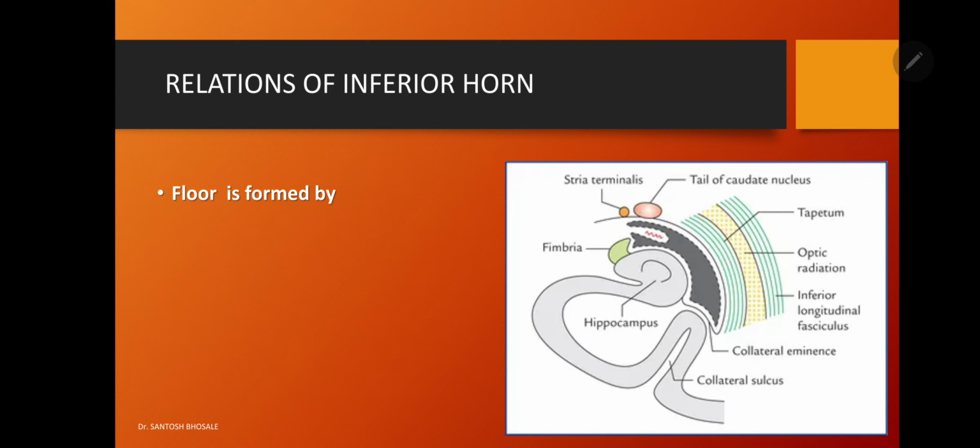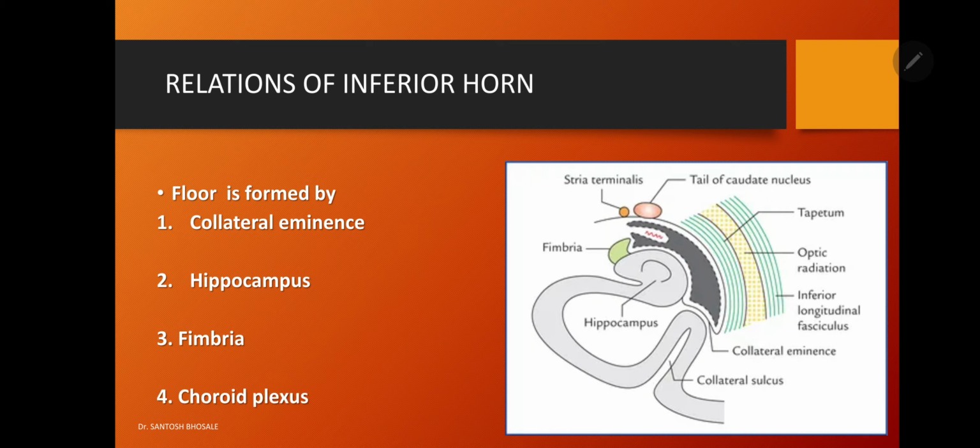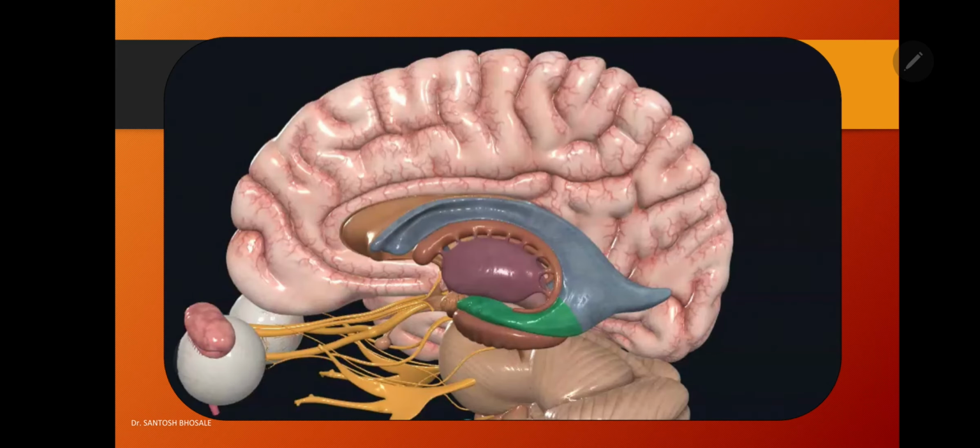Whereas in the floor, it is related to four structures coming from lateral to medial. You can see the collateral eminence formed by the collateral sulcus. In the posterior horn, you have seen calcar avis formed by the calcarine sulcus, whereas here you are seeing the collateral eminence due to the collateral sulcus. Then the hippocampus, that is concerned with spatial memory and part of the limbic system. Fimbriae, they are the output fibers of the hippocampus, and the choroid plexus that you see here. So that is collateral eminence, hippocampus, fimbriae and choroid plexus.